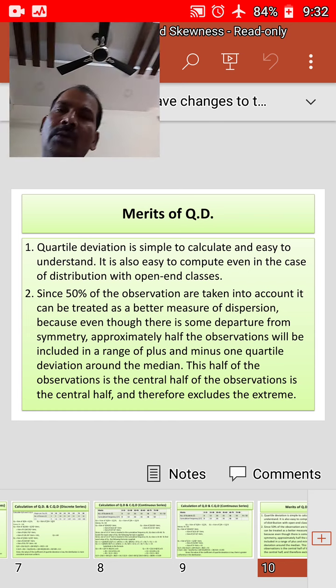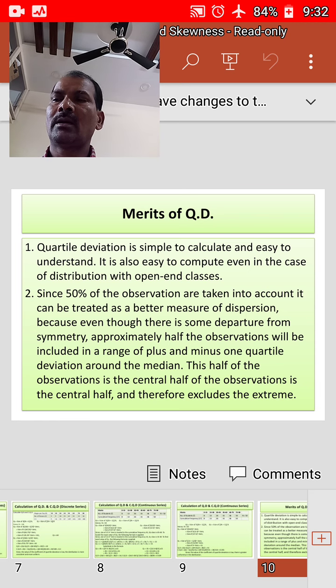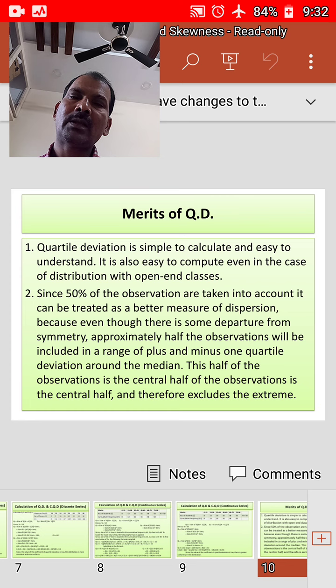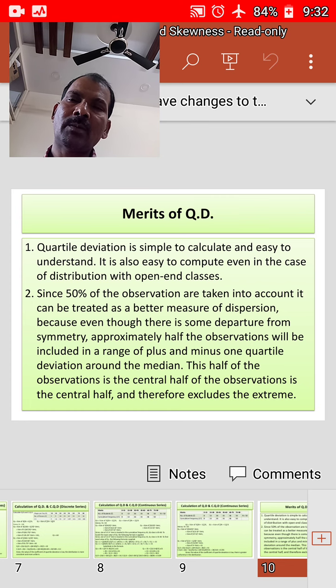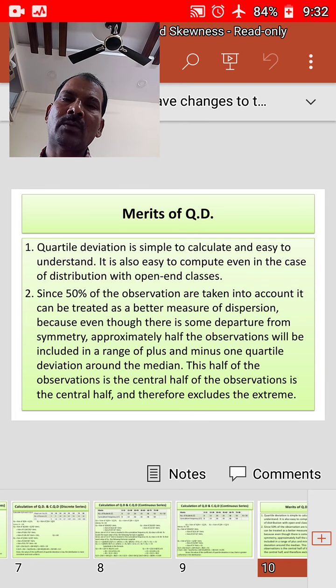Okay, in order to find out Q3, that is the 3n by 4th item, and to locate the exact value of Q3, we have a formula. Q3 is equal to L plus (3n by 4 minus Cf) by f into i. The application of the formula is the same, and by solving those you can get the values of Q3 and Q1.